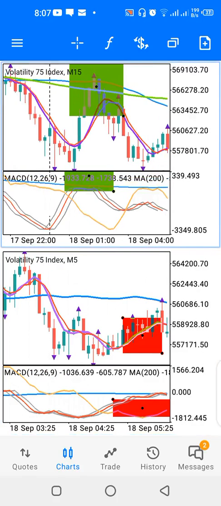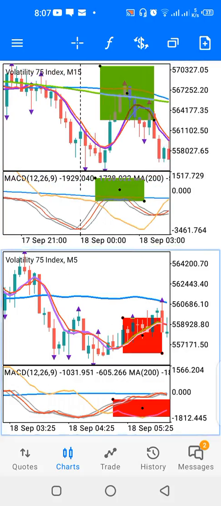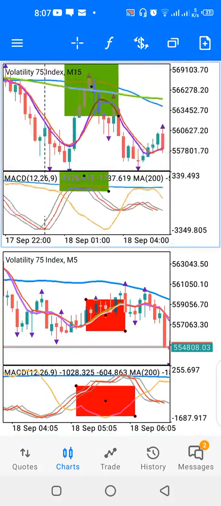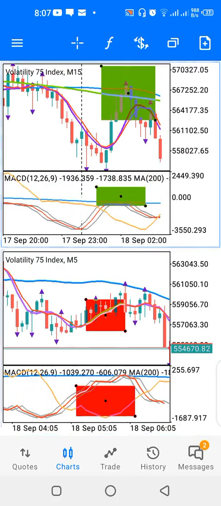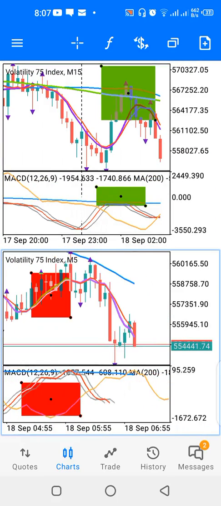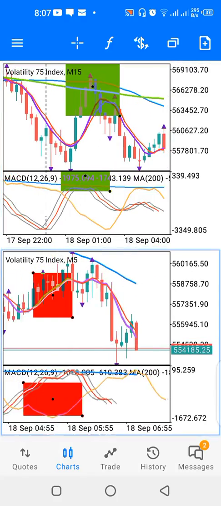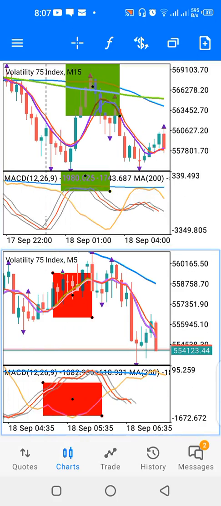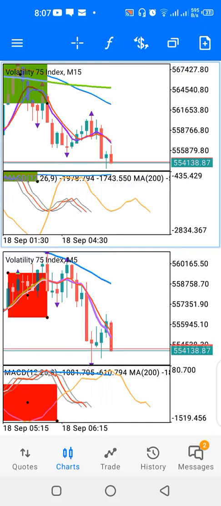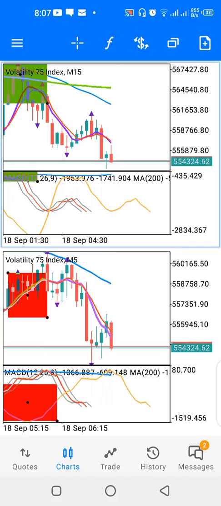You can use any time frame. You can combine higher time frame with lower time frame. You can combine a daily time frame with a 1 hour time frame, but that will take a longer time for you to get the right setup. But you can combine 5 minutes with 1 minute. That will take a very short time for you to have your setup, whether it's going to be a buy setup or a sell setup.